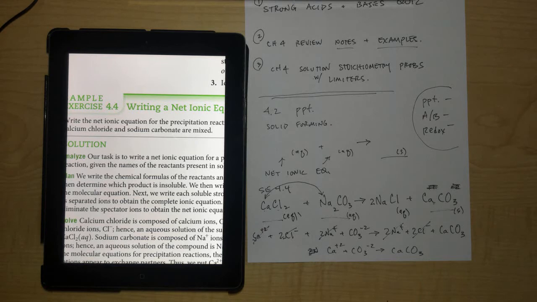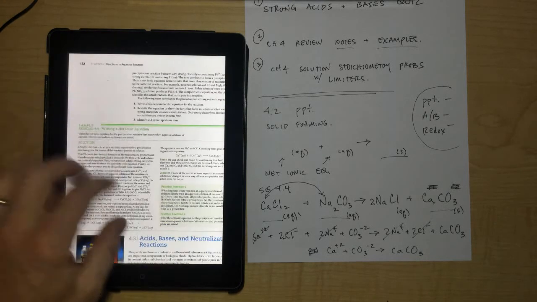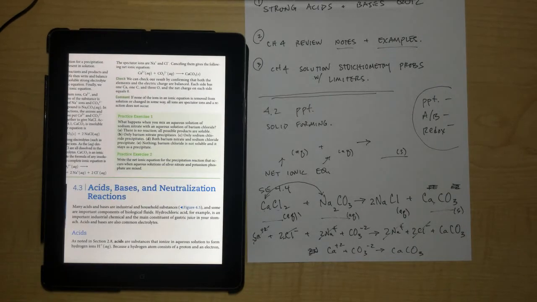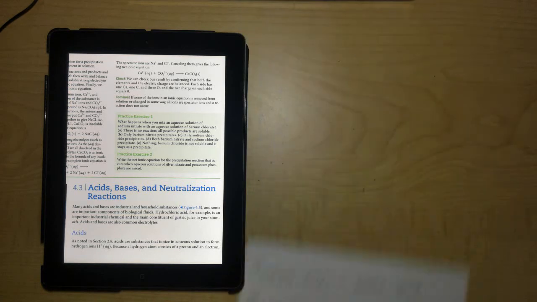Any questions about the solid precipitate forming net ionic equation writing ones? Is that enough of a review? Do you want me to do more of those? Do you want me to talk about those kinds of reactions more? Please post up in the chat a yes or a no. All right, nobody wants to know any more about those. So we'll go on to the next part.